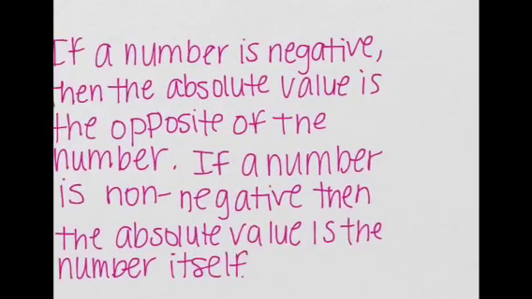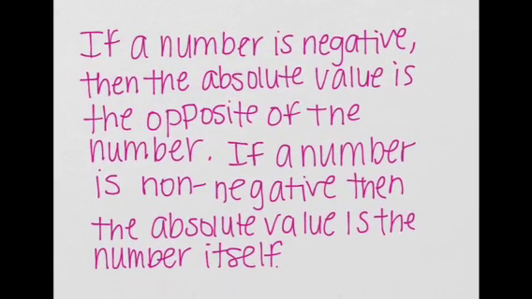So, in conclusion, if a number is negative, then the absolute value is the opposite of the number. So like negative 2, the absolute value of negative 2 was the opposite of negative 2, which is 2.